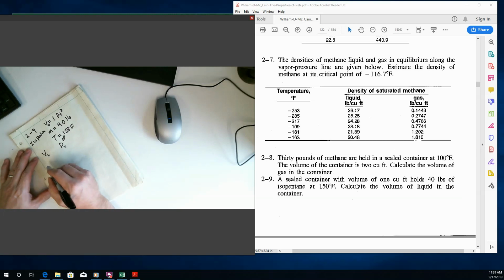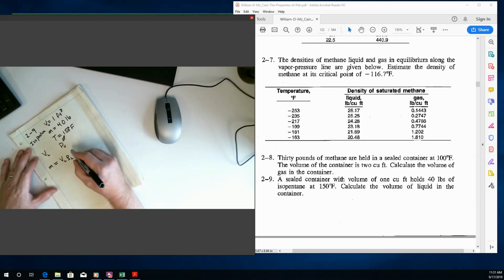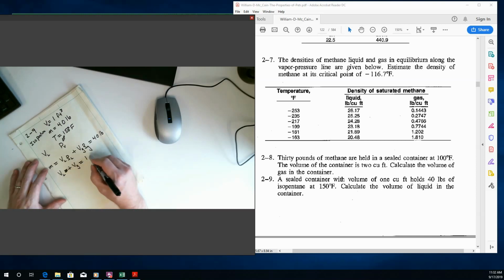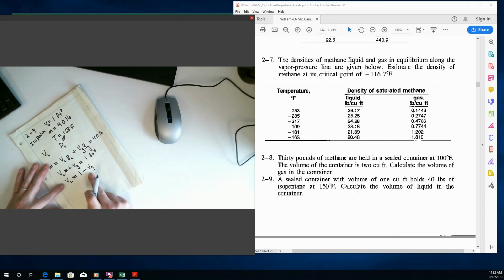So here's one of them. The mass is equal to the volume of the liquid times the density of the liquid plus the volume of the gas times the density of the gas, and that's going to equal our 40 pounds. We've already got that up here. The other thing is the volumes have to add up. So volume of liquid plus volume of gas has got to equal 1 cubic foot. We can rearrange that, and the volume of liquid, which is what we're looking for, is equal to 1 cubic foot minus the volume of gas. So we need to solve these equations.